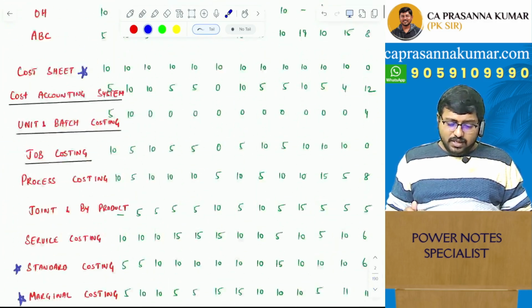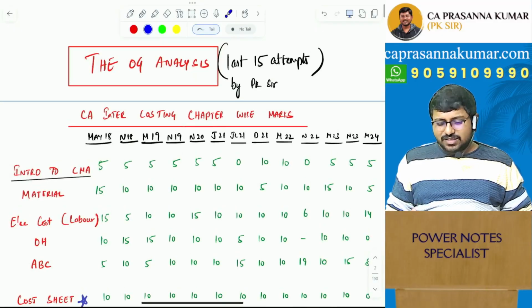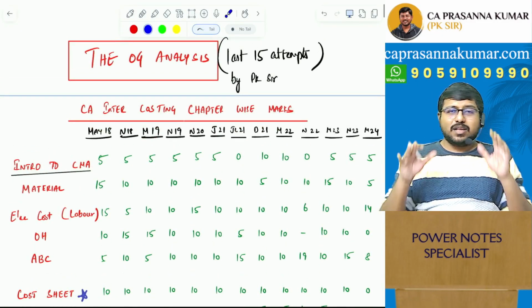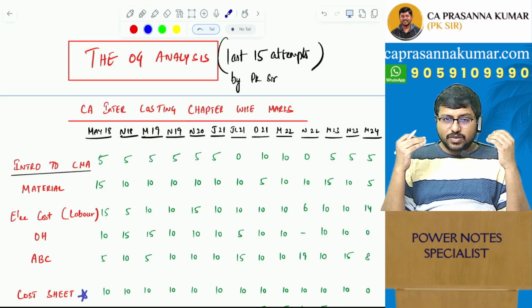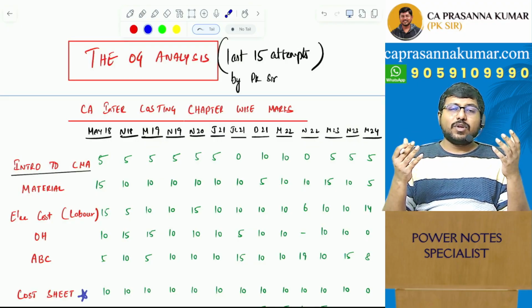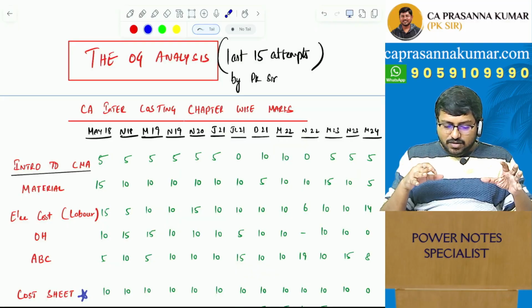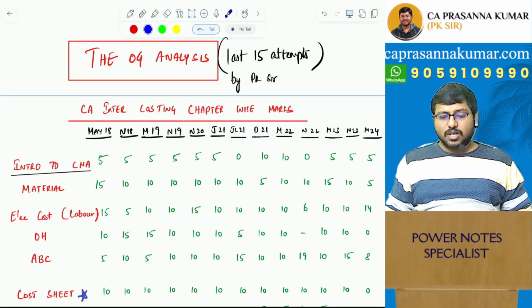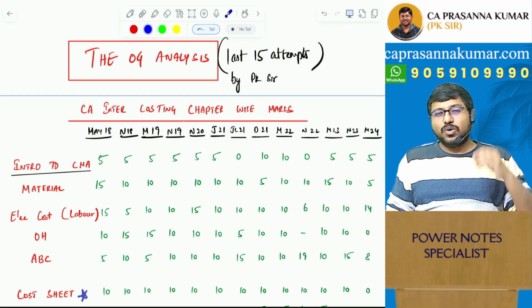I hope this particular research that I've done, it's not a research, it's just work that I've done, will really help you guys to write your exams in a better way by analyzing which are the important chapters based on the actual data of the last 15 attempts, rather than going with blind prediction.